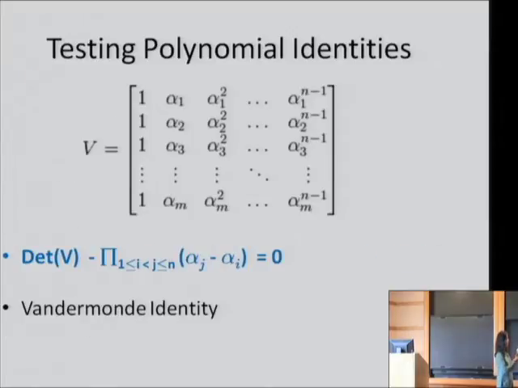Okay. So here's another example of a polynomial identity. Suppose you have the Vandermonde matrix. Then here's another expression which everybody must have seen. The determinant is actually a very simple expression in the variables. This is another identity which holds.